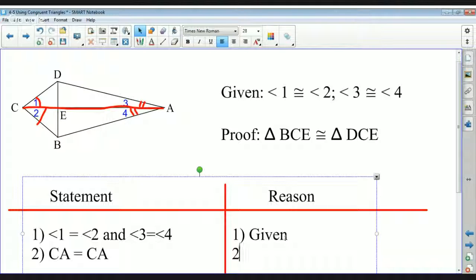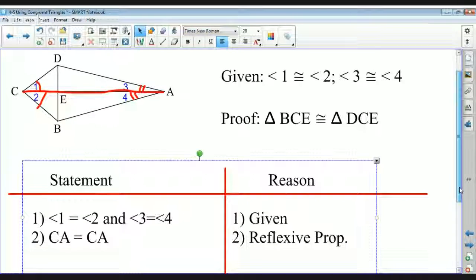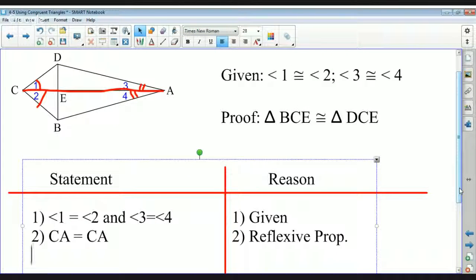Our reason, as I'm sure many of you are ready to blurt out, because it's the same line in both, we have the reflexive property. Well, looking at this now, two angles and a side, we now have half of our triangle proven to be congruent, so therefore we can say they are congruent to each other.